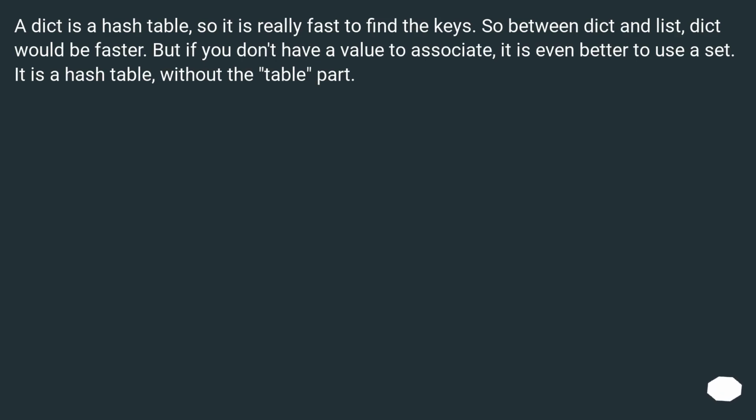A dict is a hash table, so it is really fast to find the keys. So between dict and list, dict would be faster. But if you don't have a value to associate, it is even better to use a set. It is a hash table, without the table part.